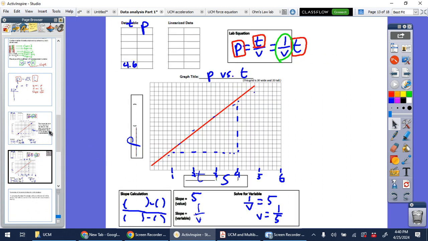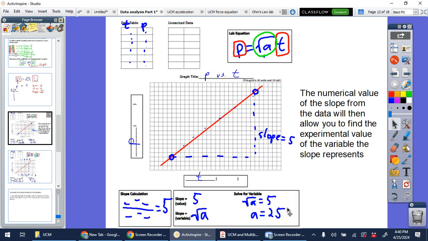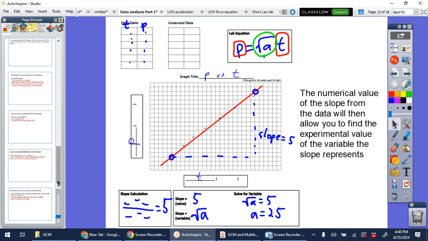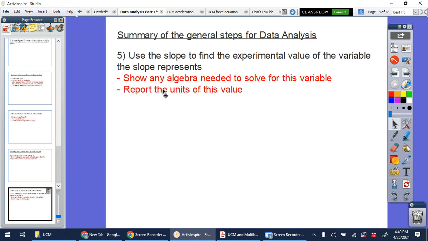Cool, there's only one step here. You're going to show your algebra right here. And then make sure you report these units right here. Okay, so always report what units this variable is. All right, that's all for video 1 of this.